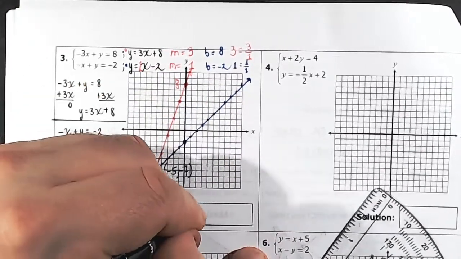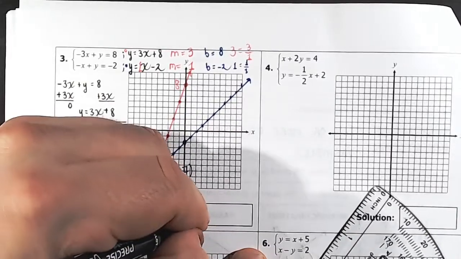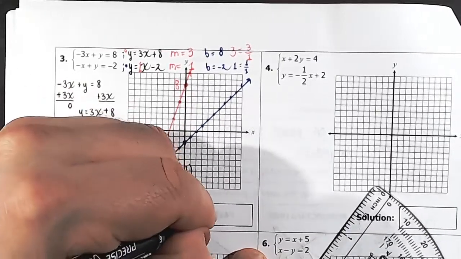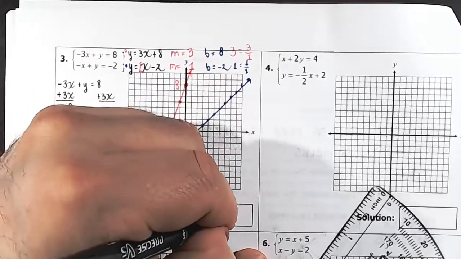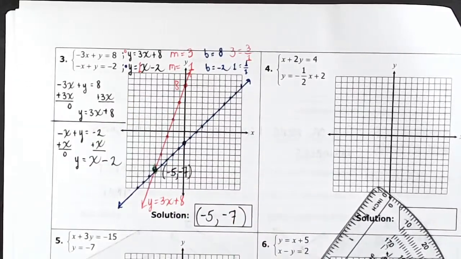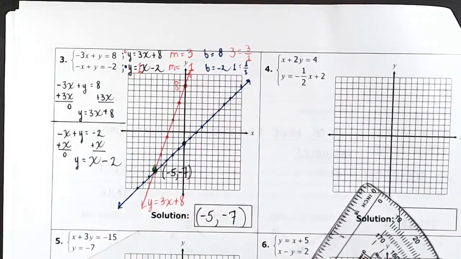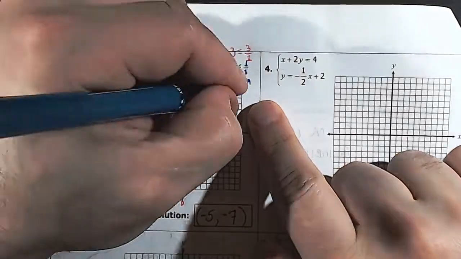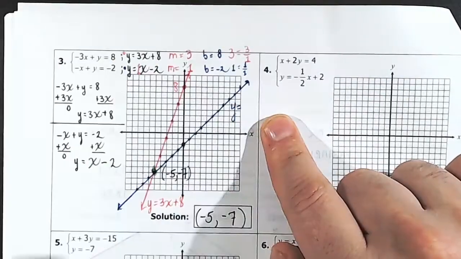So the solution to the system is open parentheses, negative 5, comma, negative 7. Okay? And that's the solution to the system. The one thing I forgot to do is label this blue line, y equals x minus 2.